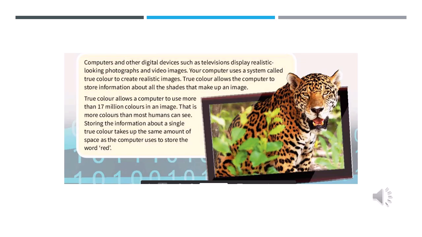Storing the information about a single true color takes up the same amount of space as the computer uses to store the word red. It means to store so many colors in the computer, you need so much space, because each color consists of some pixels based on ones and zeros. We are living in a modern world and we have LED televisions at our places, and you must have seen 3D images also. True colors basically fill the color in the 3D images or LEDs so that the image looks realistic.